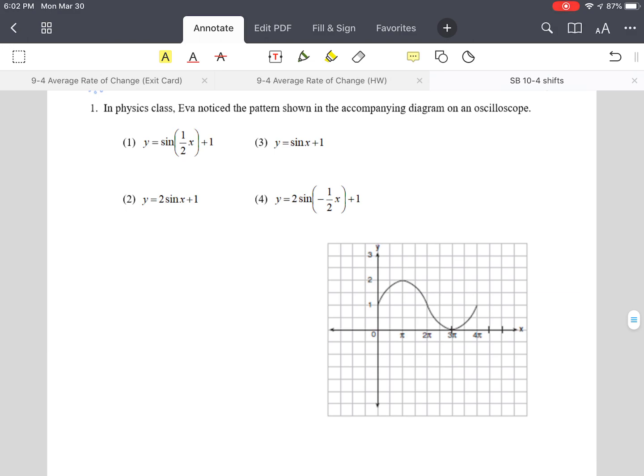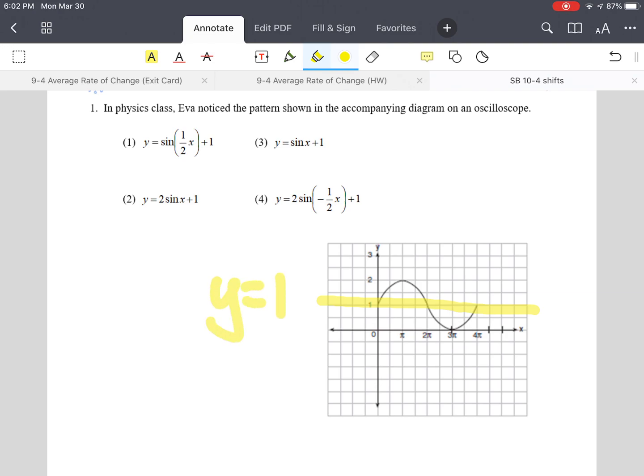So this says, in physics class, Eva noticed the pattern shown on the accompanying diagram on an oscilloscope. The question's actually missing, but it says, which of the following is the correct equation? So what always helps me is I always find the midline. Sometimes it's super easy to identify, and sometimes it's not. So you can see the midline here is y equals 1.